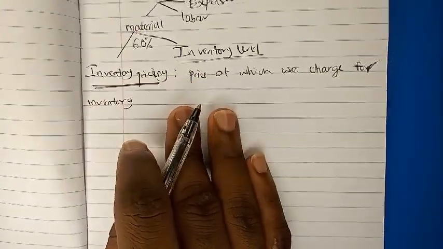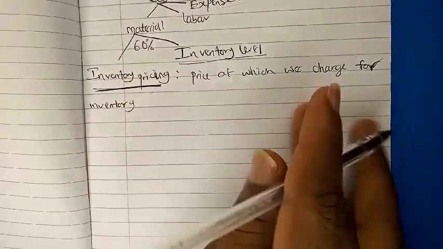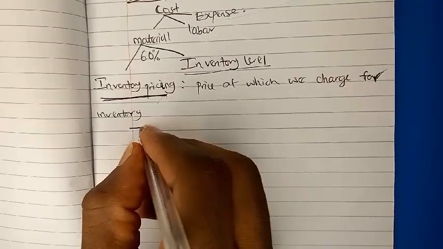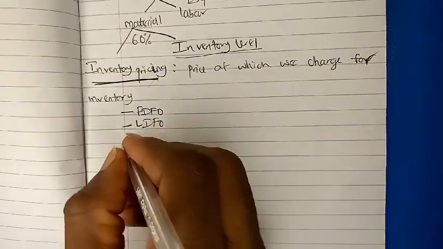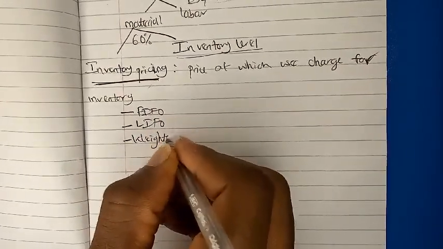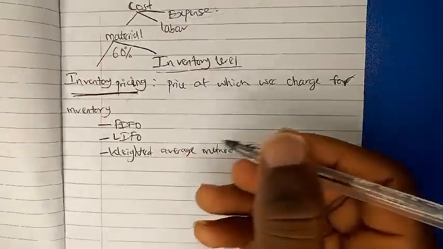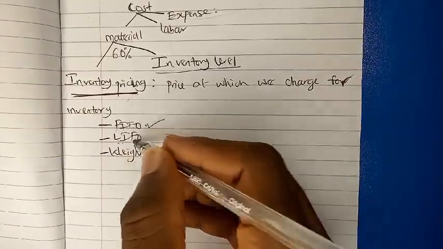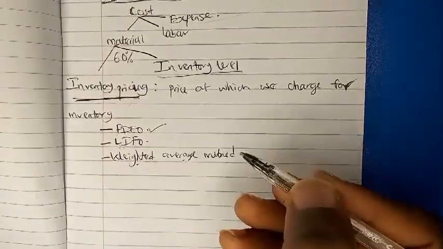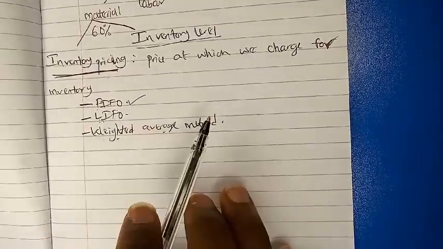The price at which we charge for our inventory is what we call inventory pricing. And there are three major methods to this. I will explain FIFO, I will explain LIFO, and I will explain the weighted average method. These are the three methods a business organization can deploy: FIFO, which is first in first out, or LIFO, which is last in first out, or the weighted average method.